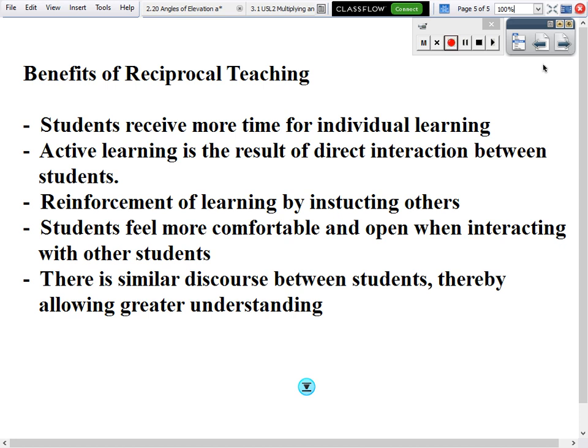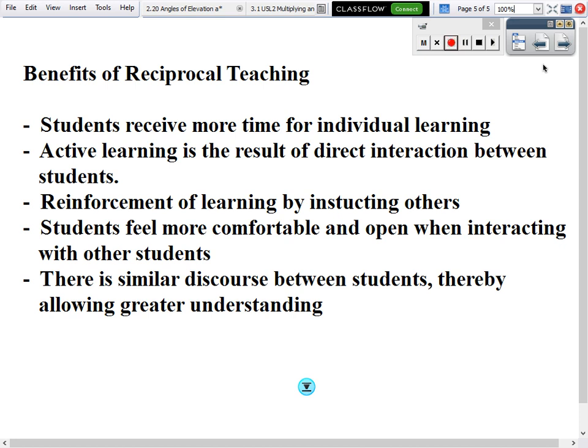This has a tremendous amount of benefits for the students. Of course, they receive more time for the individual learning. They're not sitting in a desk in front of a teacher. They're pursuing this on their own, which is called active learning, which is the result of that interaction between students. There's a reinforcement of the academics that's learned by teaching to other students. Of course, teach the teacher. We as teachers clearly understand that as we teach a content or a subject more, we learn more as a result of it.